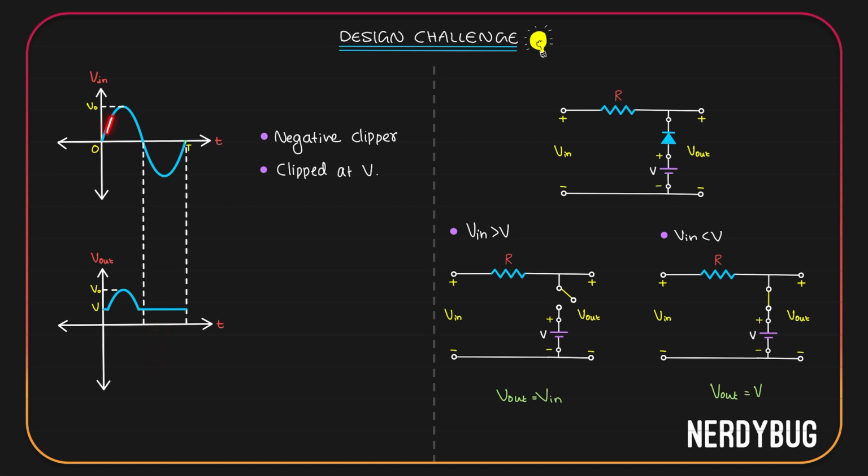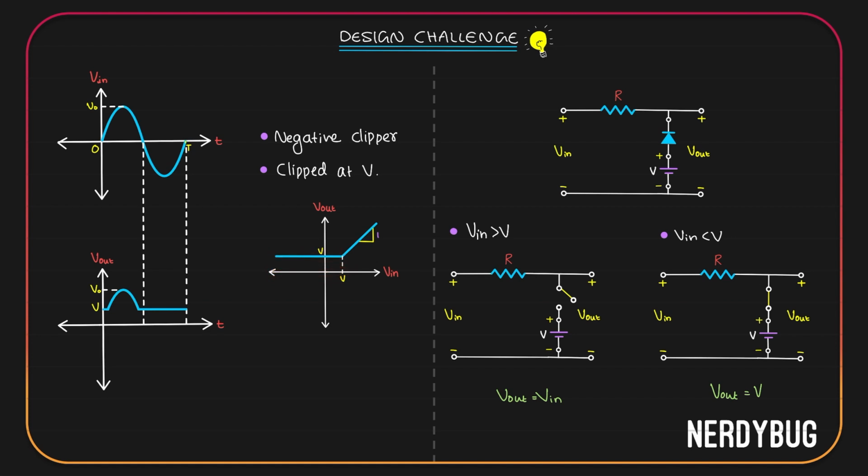Whenever the input is greater than V, output should be equal to input. Whenever the input is less than V, output should simply be V. Let us plot the input output characteristics. When V input is greater than V, output should be equal to input. So, when input is greater than V, we have a straight line whose slope is 1. When input is less than V, output should simply be equal to V. That you can see over here. When input is less than V, output is simply V.